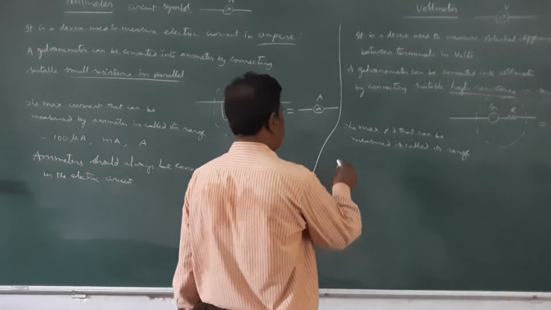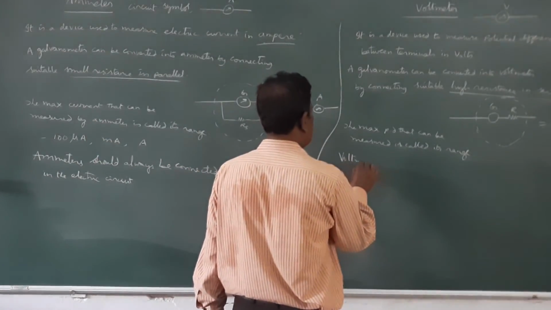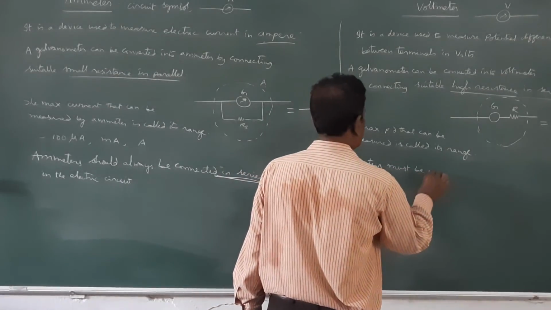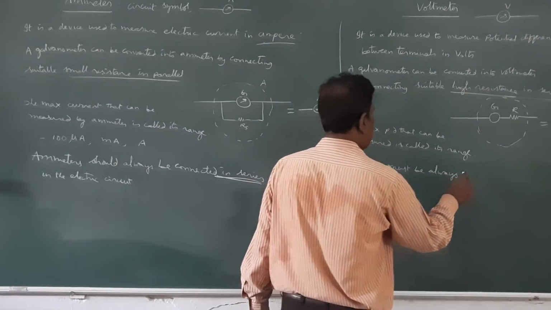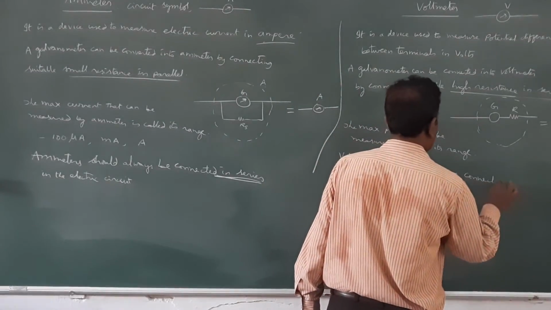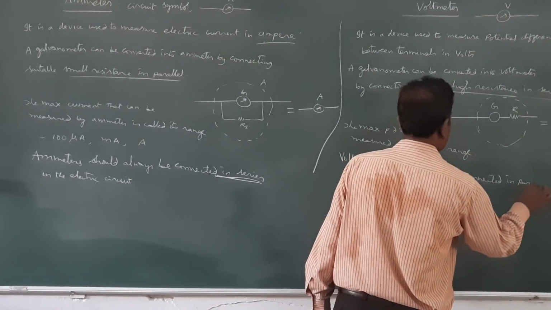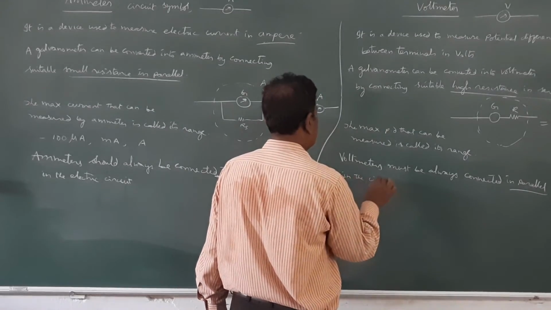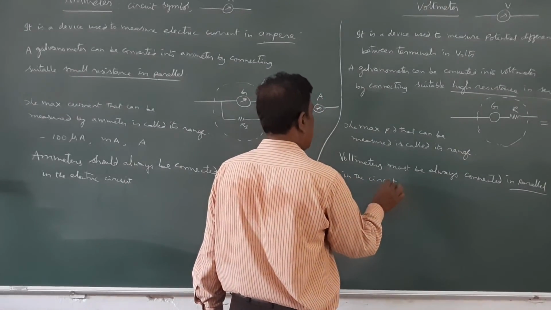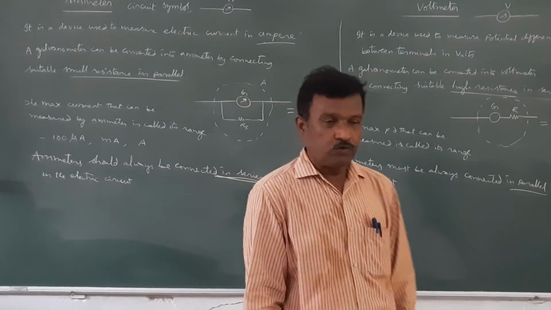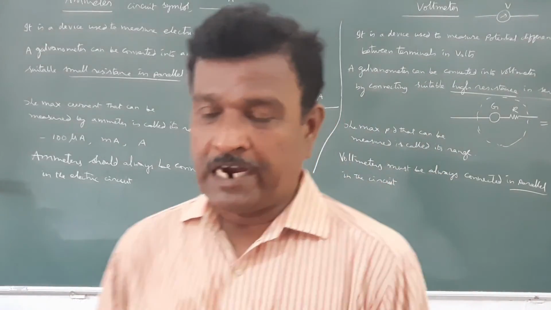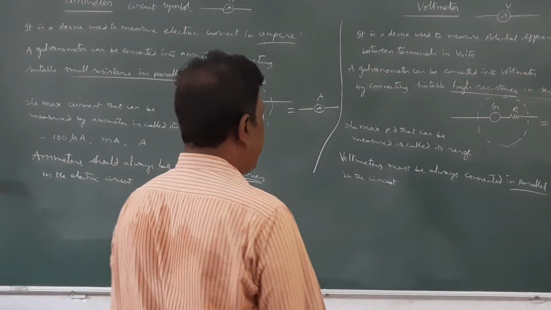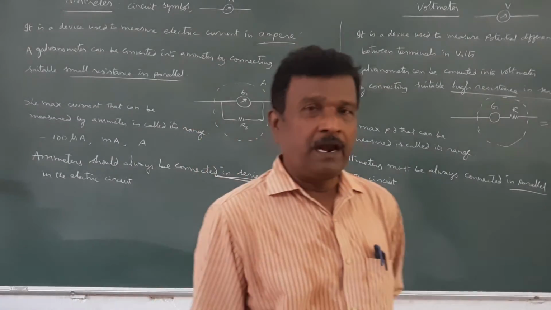These voltmeters must always be connected in parallel in the circuit. Wherever you want to measure the potential difference between two points, there you will connect the voltmeter, with the terminals of the voltmeter connected to the two points in parallel.